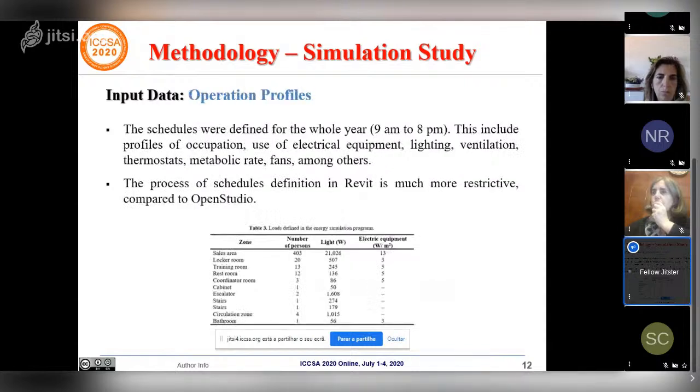Regarding the operation profiles, we defined schedules for the whole building from 9 a.m. to 8 p.m. These include profiles of occupation, electrical equipment, and lighting, and the process was almost the same on both software. And on table 3, we present the loads that we defined on software.